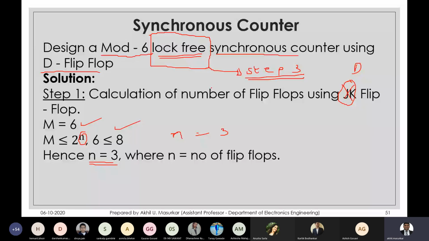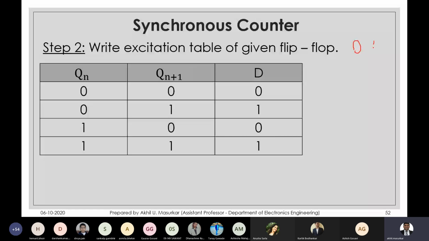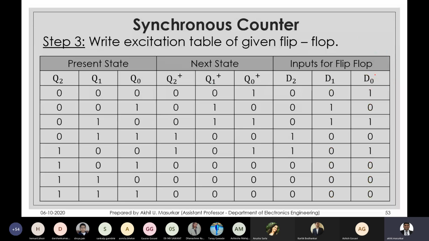Step 1 is similar. We have step number 2. So we are again using which flip-flop? D flip-flop. The excitation table of D flip-flop is standard, so it will also remain the same. Once you do this, in step number 3, you should observe the changes here. You can see here this is 0, 1, 2, 3, 4, 5. This is 6 and 7.